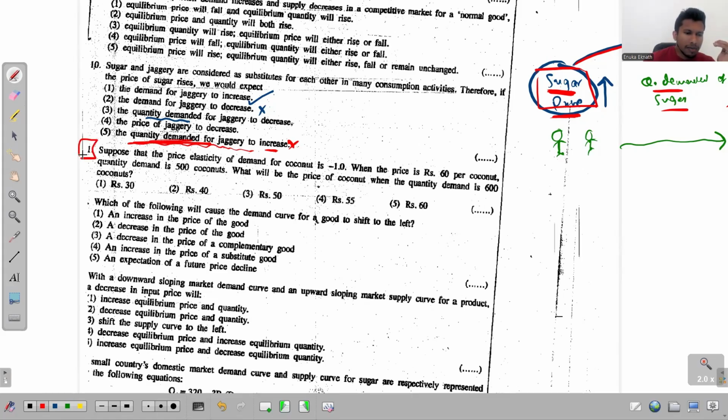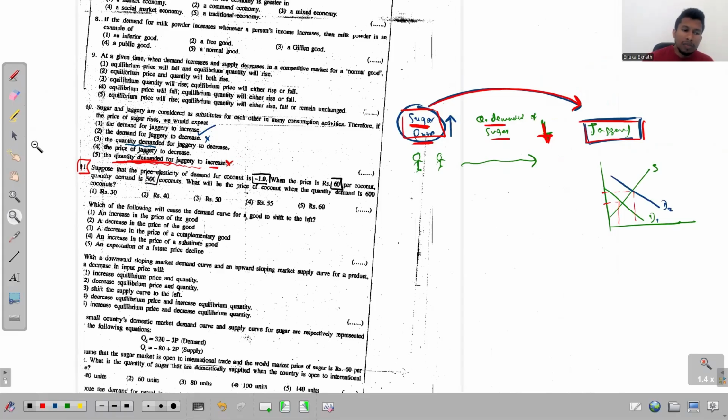Right. Look at this 11th question. In the 11th question, it says, suppose that the price elasticity of demand for coconut is -1. When the price is just 60 per coconut, the quantity demanded is 500 coconuts. What will be the price of coconut when the quantity demanded is 600 coconuts? All right. So you may initially take it in this way.